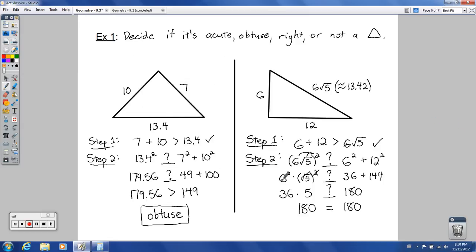So if I wanted to at the end, now I could add this in. I'm not going to do that here, but I could, maybe in a different color, add in that that was in fact a right angle right there. We have a right triangle.